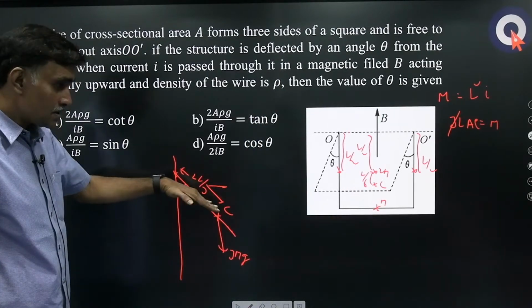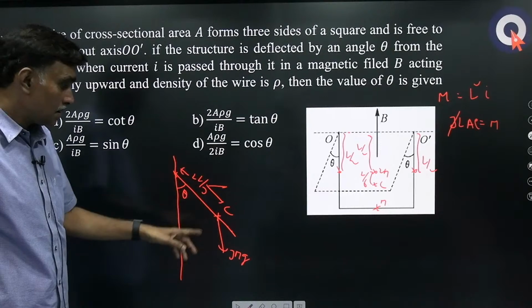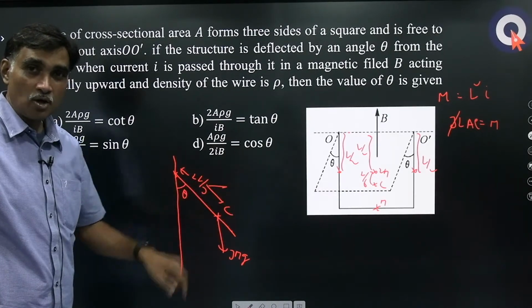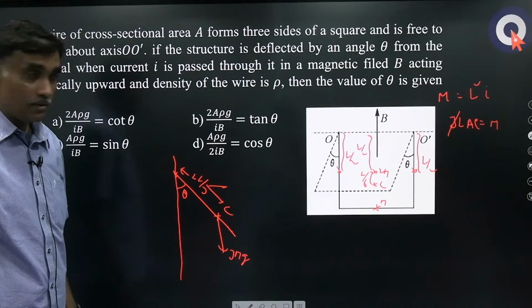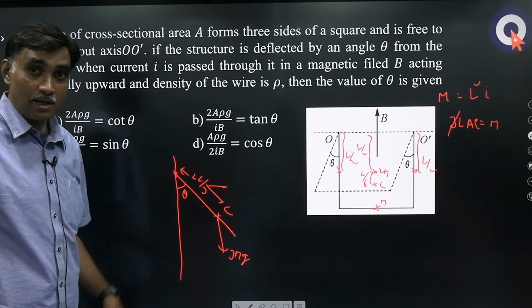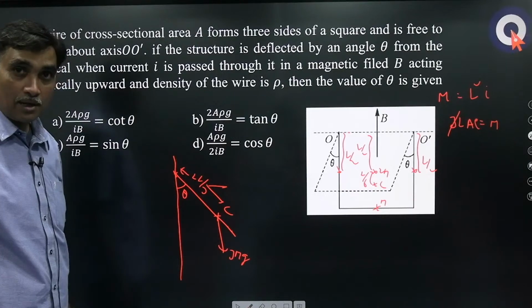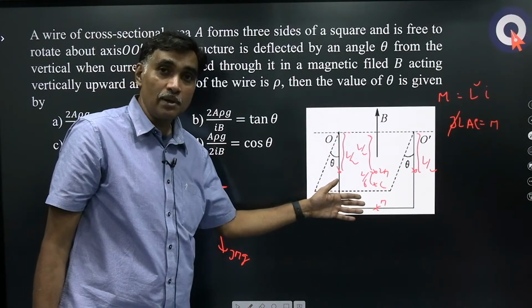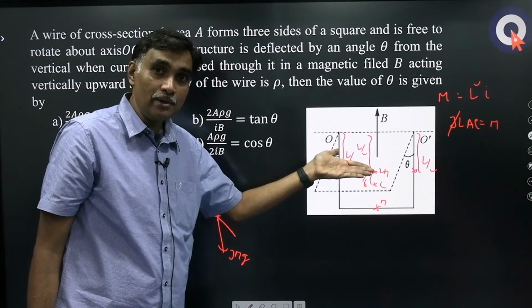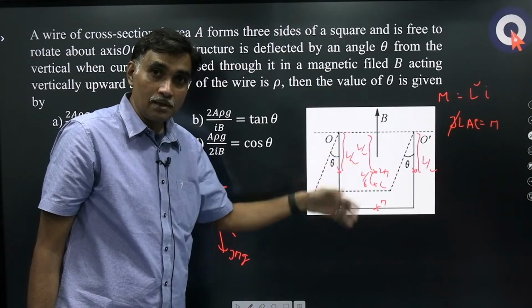So it rotates by an angle theta until the torque due to gravitational force is balanced by the torque due to the magnetic field. What is the torque due to the magnetic field? It is m into b into sine theta, where theta is the angle between m bar and b bar. In this position, the angle between m bar and b bar is 90 degrees, and by the time the frame rotates by theta, the angle between m bar and b bar has become 90 minus theta.